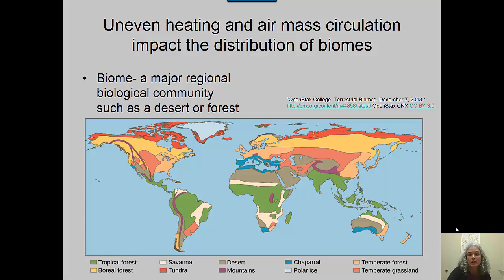It shows the distribution of biomes globally, where a biome is a major regional biological community, such as a desert or a forest. And you can see tropical forests at low latitudes. You can see tundra up at high latitudes. You're going to explore these biomes more in one of the other readings that you do for this week.